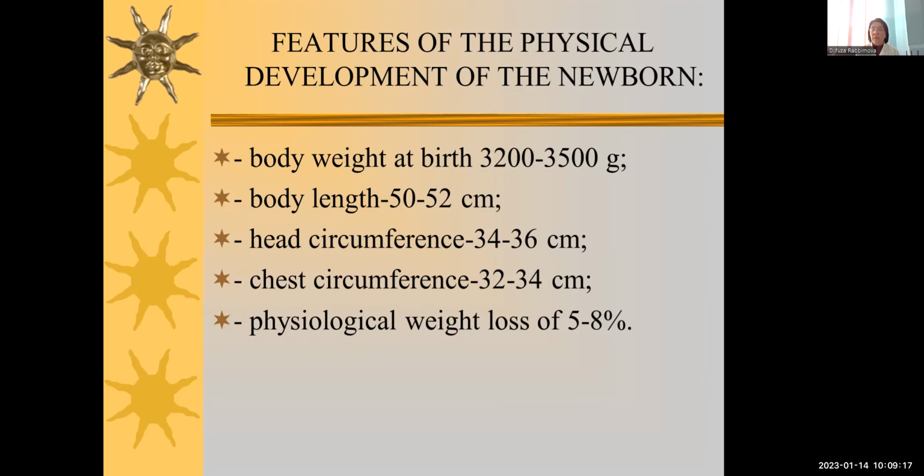Features of the physical development of the newborn. Body weight, average body weight of a newborn, 3.2 to 3.5 kg. Body length, 50-52 centimeters. Head circumference, 34-36 centimeters, and chest circumference, 32-34 centimeters.